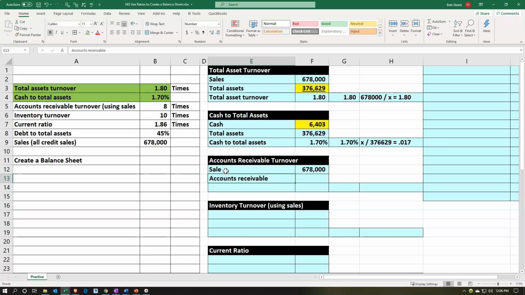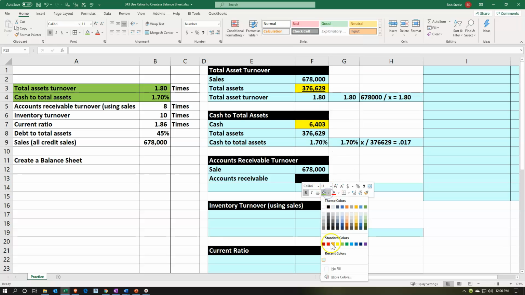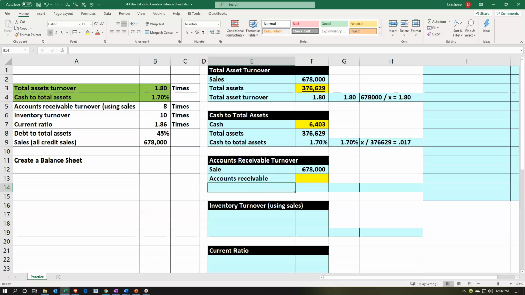The accounts receivable then sometimes might be given as average accounts receivable, which is typically the average of the beginning of the period plus the end of the period divided by 2. So just be aware of that depending on the context of the problem. The accounts receivable is the unknown for us. So I'm going to put the yellow here indicating the unknown, and that's going to give us the accounts receivable turnover, which will be 8 times.